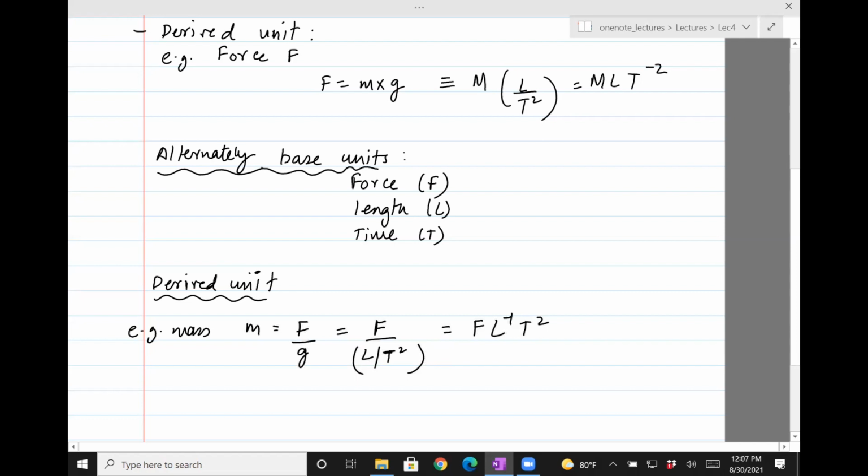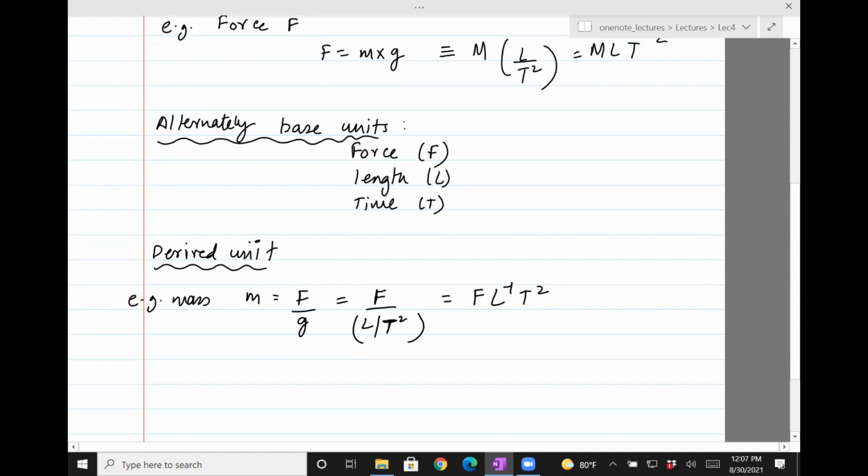So the choice for base units is the same. You can't use force as well as mass, as that would not be meaningful, because then they are related by g, which is also L and T, which is also a unit. When you have three things, or four things, you typically define units for three of them, and the fourth is derived in terms of the three.